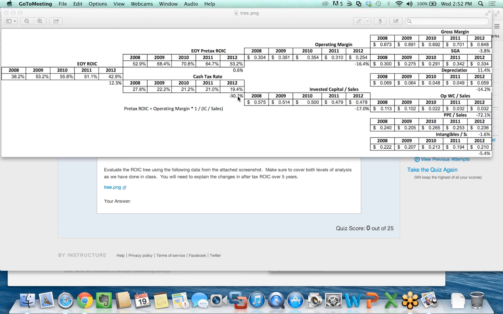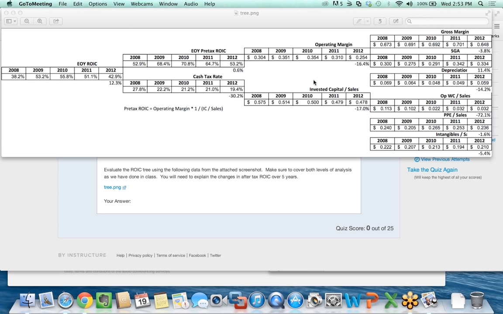That should have helped the ROIC. So in this case, the pre-tax ROIC went from 52.9 to 53.2, a 0.6% change. So what we can really conclude is this company's almost total improvement in after-tax ROIC came from lower taxes. It didn't really come from a change in its operating performance. Now, relative to the 0.6% change in pre-tax ROIC, the operating margins of this company did fall by 16%. It went from 30.4% in 2008 to 25.4% in 2012.